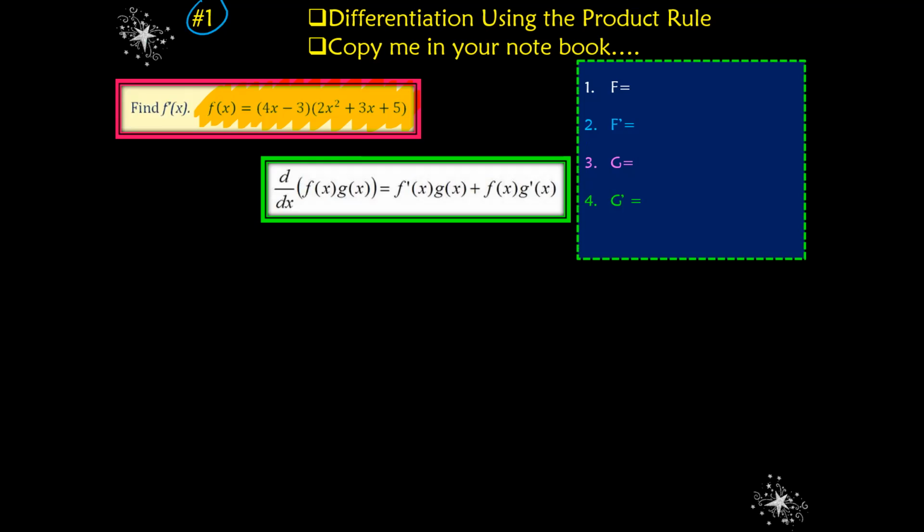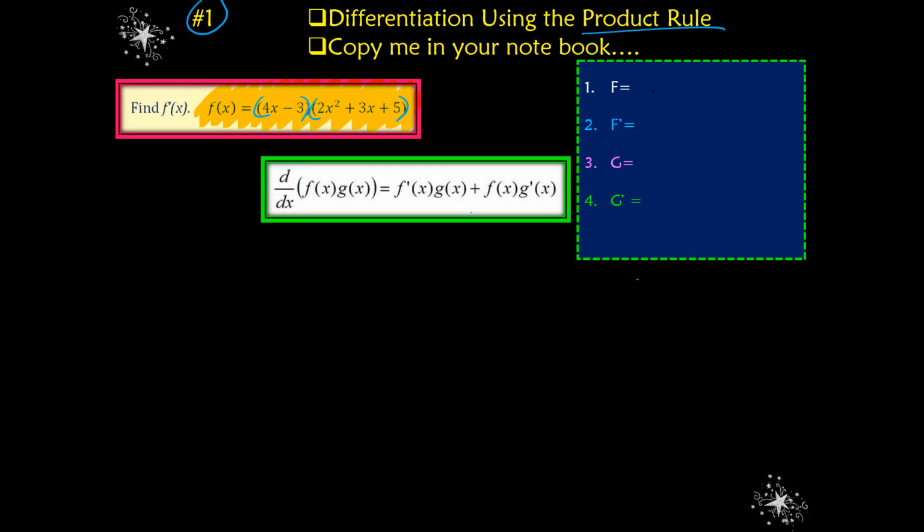f of x equals 4x minus 3 times 2x squared plus 3x plus 5. So if you look at this right here, notice that you're multiplying the two parentheses together. So you're going to be using the product rule for this. Now the product rule is going to be f prime of x times g of x plus f of x times g prime of x. So there are 4 components that you need.